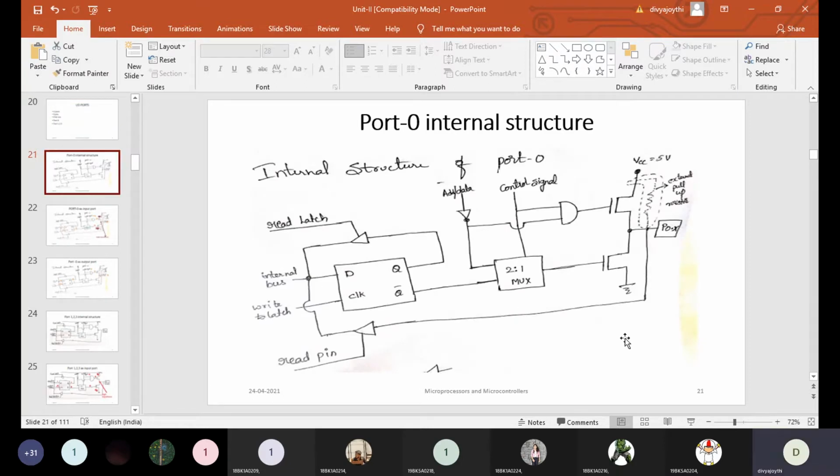See here, this is the internal structure of port 0. It means that each and every pin which comes under port 0 will internally have this particular circuit. This is the structure of one pin of port 0. The remaining pins will also have the same structure. This is the internal circuit with which each and every pin of port 0 is associated.